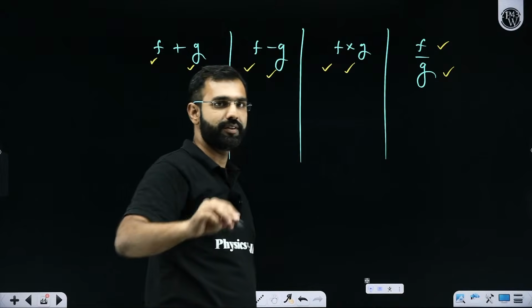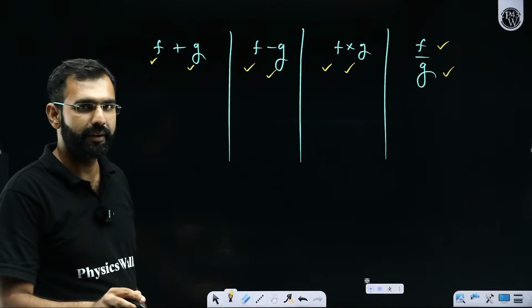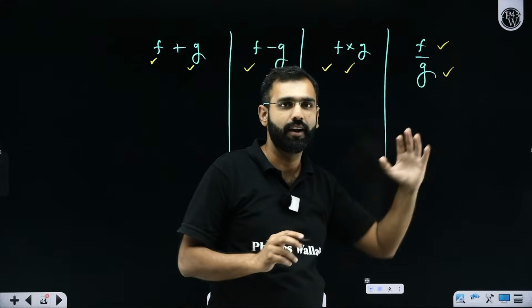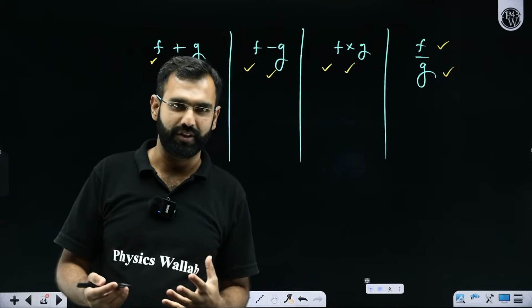Can you tell me in the comments? Can somebody quickly tell me in the comments, what do you think? When two functions are added, subtracted, multiplied, or divided, what is the domain of these functions now?